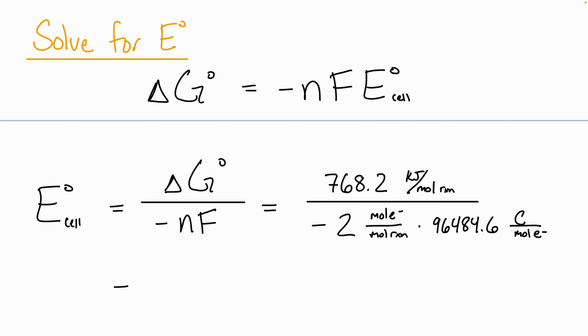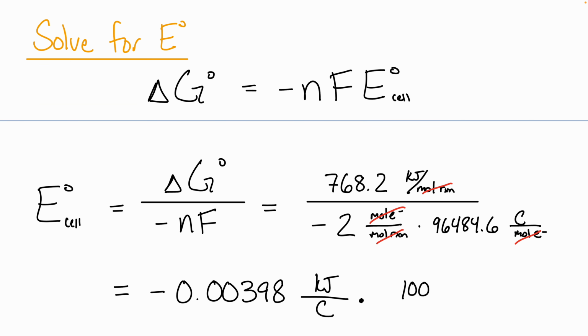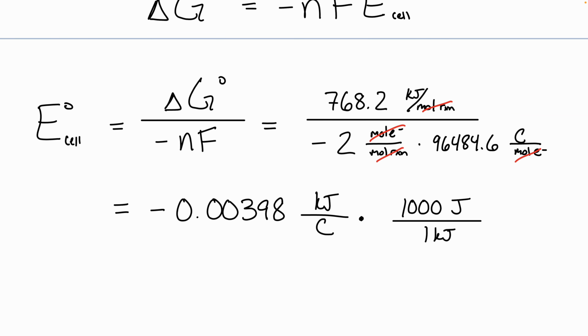All right, so I'm going to be good about my units here to make a point. I'm going to plug this into my calculator. I get negative 0.00398. If we look at our units carefully, we'll see that everything cancels out except for kilojoules per coulomb. But that's not what a volt is, so now I'm going to have to do a unit conversion so that I can get to joules per coulomb by multiplying by 1,000. So we get negative 3.98 volts.